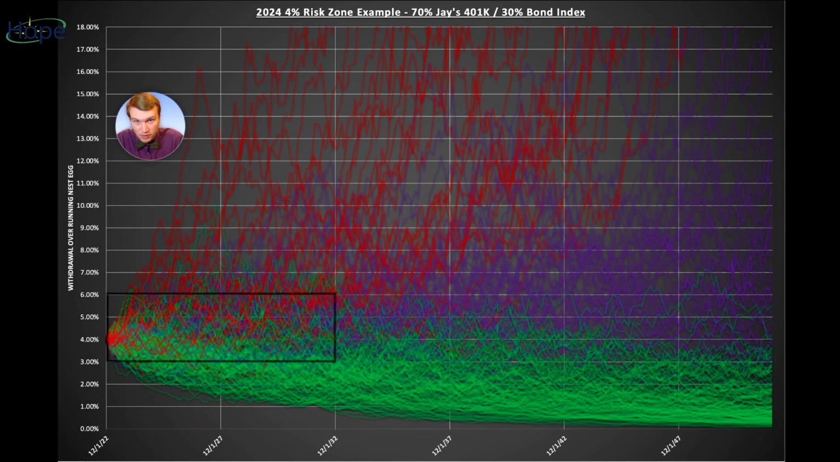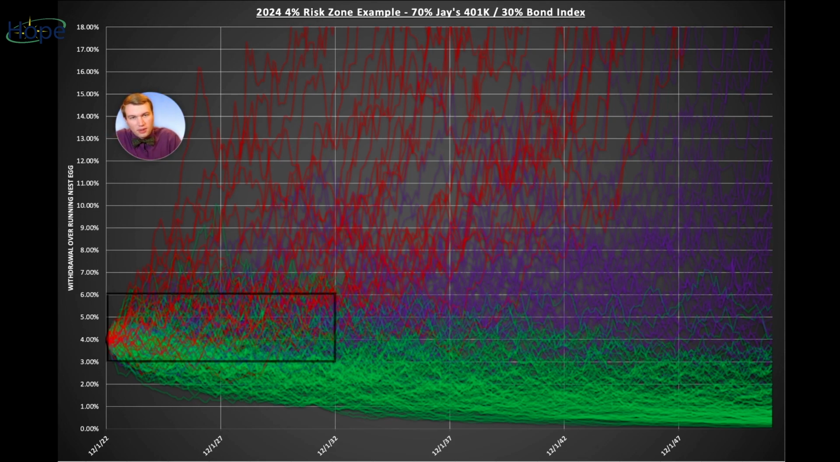So let me explain what we got here. Over here on the y-axis, we have the percentage of our fixed dollar method withdrawal rate relative to our running nest egg. So if we had $1 million, let's say we follow the 4% rule, we pull out 40 grand the first year. Correct that for inflation moving forward. That's fixed, that's flat relative to inflation. However, the market goes up and down.